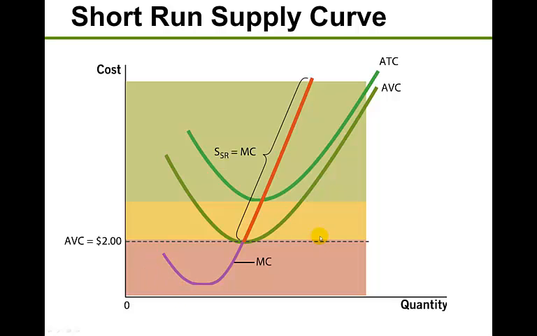So basically, as long as the market price is above the minimum possible average variable cost, the price that corresponds to this minimum part on the AVC, our firm's going to produce, and how much it's going to produce is determined by the marginal cost curve. Below this price, though, our firm is not going to produce anything. The firm is going to shut down in the short run.